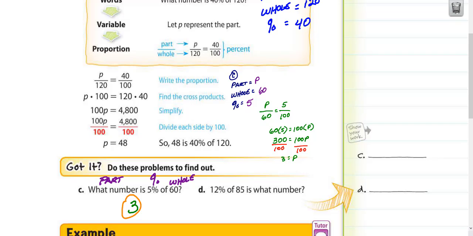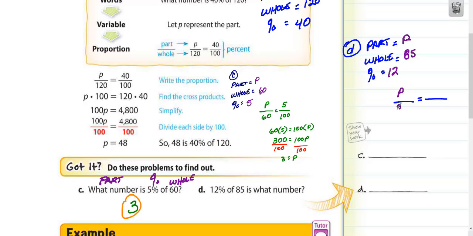Okay, I put my C work out of the way there, so I have room to do part D. So let's do part D right here. 12% of 85 is what number? Part, whole, percent. There we go. And we're going to fill all of that into our percent proportion. So in this case, 12% of 85, of the whole thing, is what number, is what part.